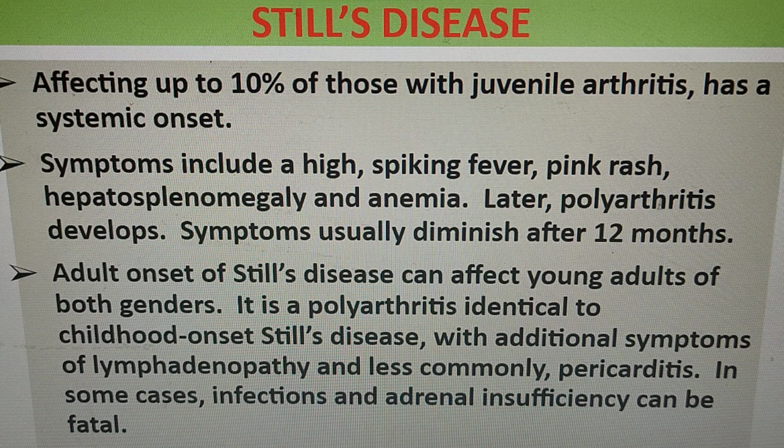Low red blood cells, okay? Later, polyarthritis develops. Poly means several or many. Joint inflammation develops. Symptoms usually diminish after 12 months, okay? So adult onset Still's disease can affect young adults and both genders. This is polyarthritis, identical to childhood onset Still's disease with additional symptoms, and lymphadenopathy.